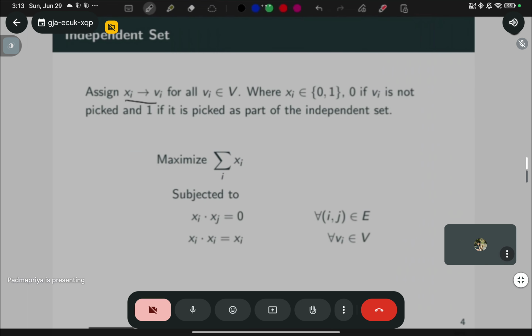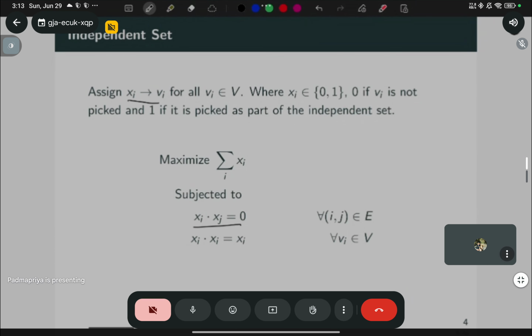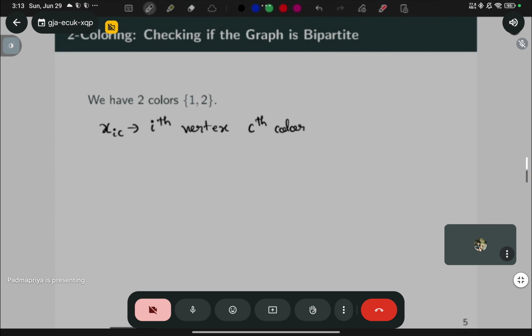So just trying to extend this constraint over here, what do we get? We don't want the neighbors to have the same color, and we are in the two coloring case. So if I have a vertex i with color 1, I don't want its neighbor j to have the same color 1. This is something I want to do for every edge in the graph. Similarly, I don't want them to have color 2.